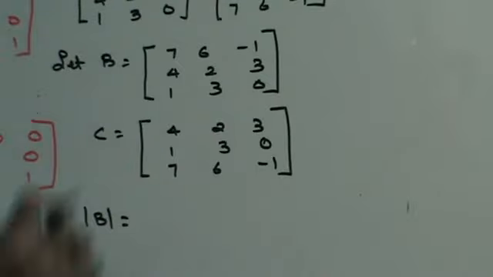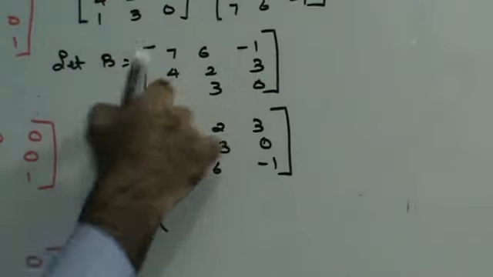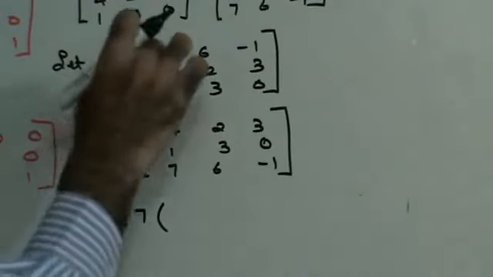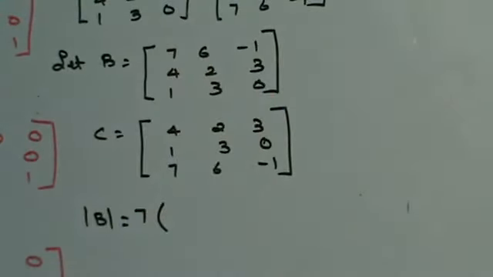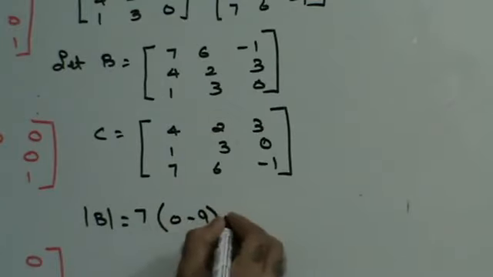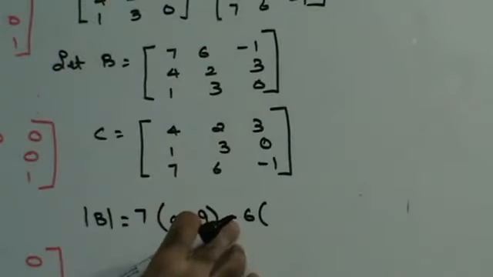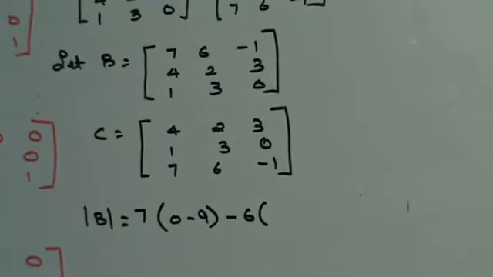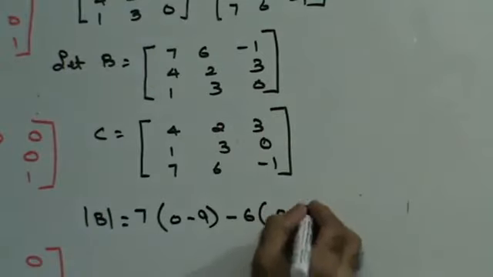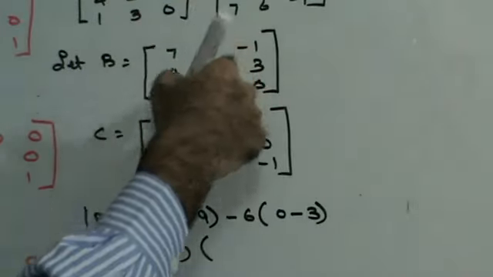How do I find the determinant of B? 7 as it is. If I take 7, I cannot take the first row and the first column. It is principal diagonal minus the other diagonal. So this is going to be 0 minus 9. Then minus 6. If I take 6, why did I take minus? That's a part of the formula. If I take 6, I cannot take the first row and the second column. So in that case, principal diagonal minus the other diagonal, plus minus 1. If I take minus 1, I cannot take the first row and the third column.